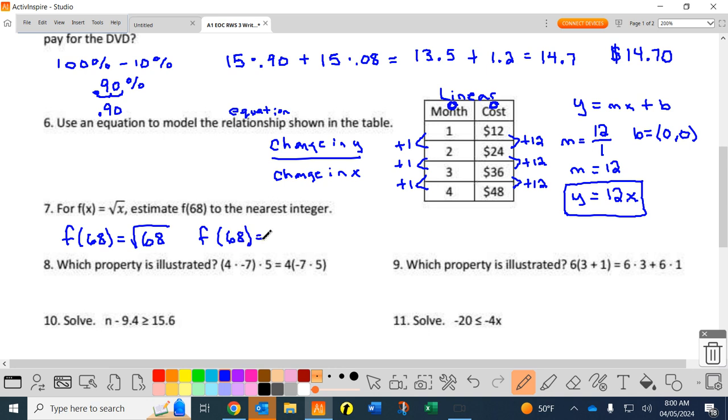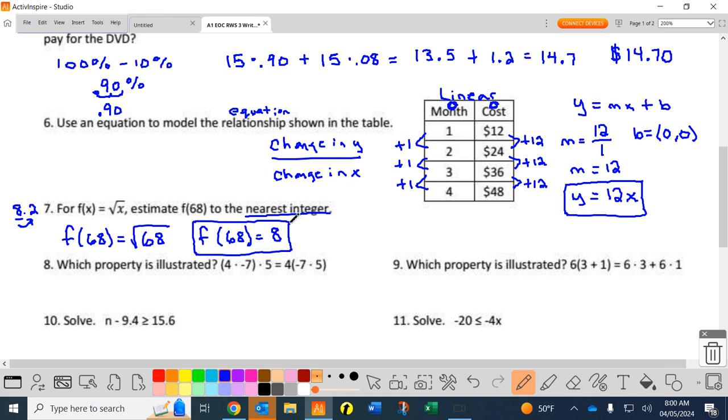Now, it's kind of unique because it does say to round it to the nearest integer, and when you do the square root of 68 on the calculator, that's going to give you 8.2. And nearest integer means the nearest whole number. So we've got an 8 with a 2 behind it, so it's just going to round off to 8. That would be our final answer.